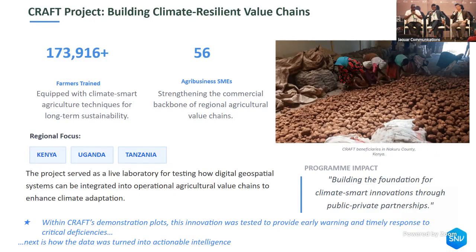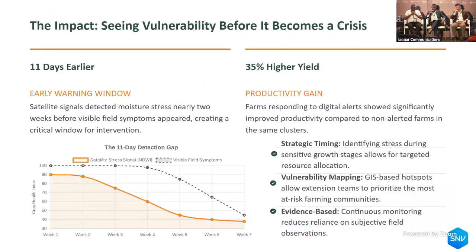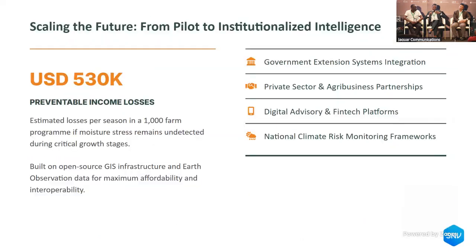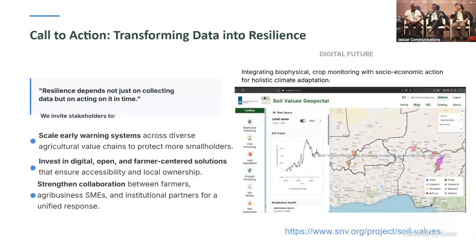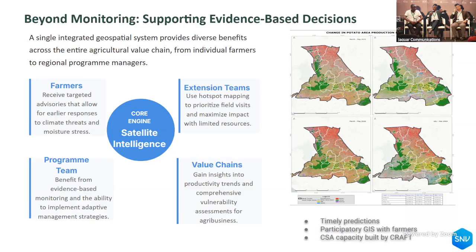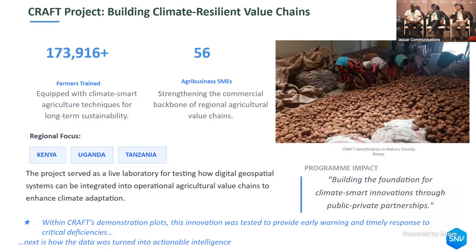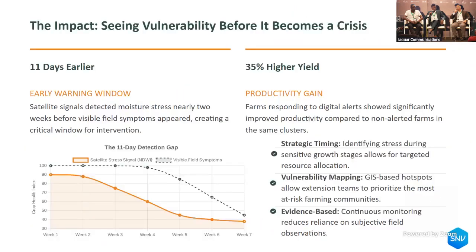We really identified the moisture stress 11 days before us as human beings can see the real change. Because the concept of the satellite is that we are monitoring the reflected light from the crop to the space. So by the time we as human beings can see the effect, using satellite we identify it 11 days before. And this created a very critical intervention window, not after damage, but before the damage.